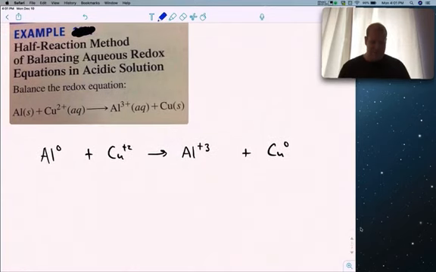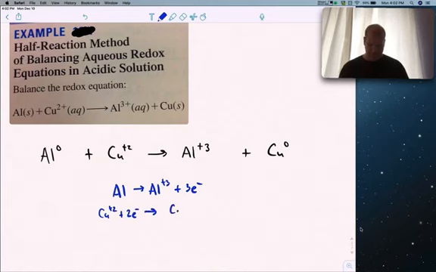So what is the redox equation here? Aluminum plus copper 2+ makes aluminum 3+ and copper metal. So if you look at this, you're like, oh, it's already balanced, right? Not entirely, because our half reaction here is aluminum goes to aluminum plus 3 and generates 3 electrons. And copper plus 2 consumes 2 electrons to form copper metal. So these two are our half reactions.